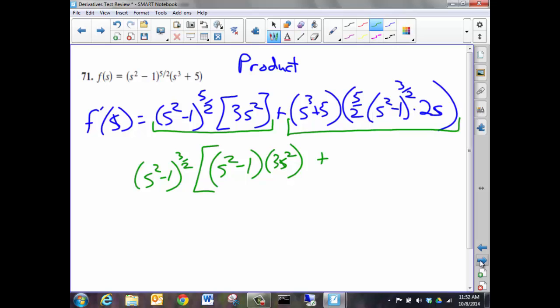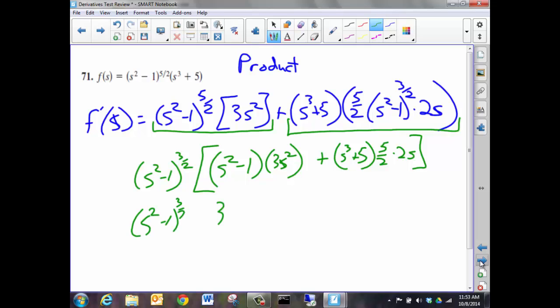What am I left with back here? Well, I've got this s cubed plus 5. I've got this 5 halves. And I've got this 2s, don't I? Because I took out the s squared minus 1 to the 3 halves. So now I just need to clean up that big old square bracket. So let's do some distributing.